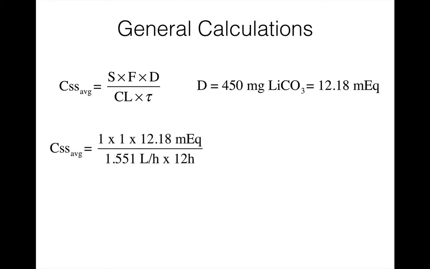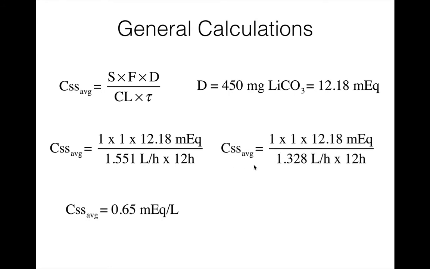When we plug the values into our formula, it's important to note that S is 1 for lithium. The carbonate part is not considered, it's already figured in. The F is 1. Bioavailability is considered approximately 1 for these products. The dose was 12.18 milliequivalents. The clearance for the first method was 1.551 liters per hour, and our dosing interval is 12 hours. That yields a predicted CSS average of 0.65 milliequivalents per liter on 450 milligrams of lithium carbonate twice daily.